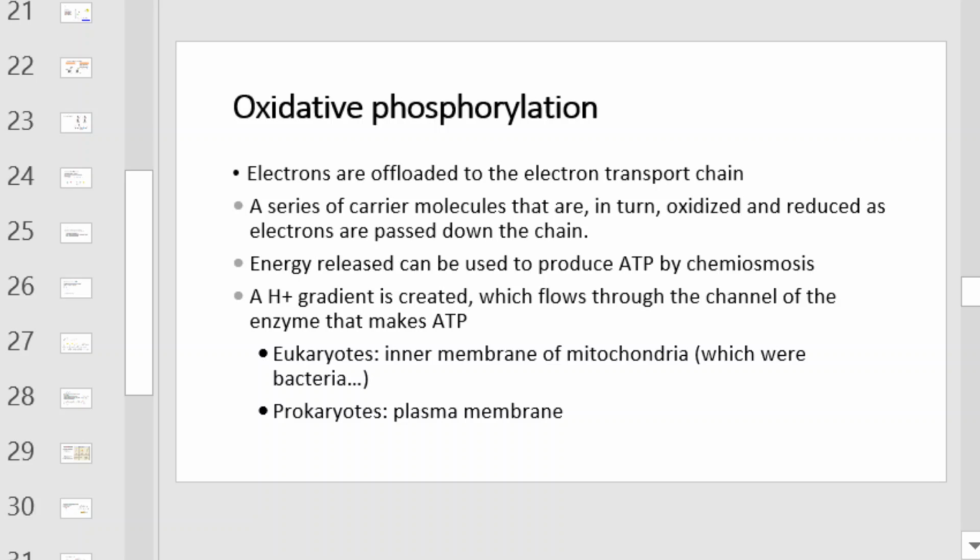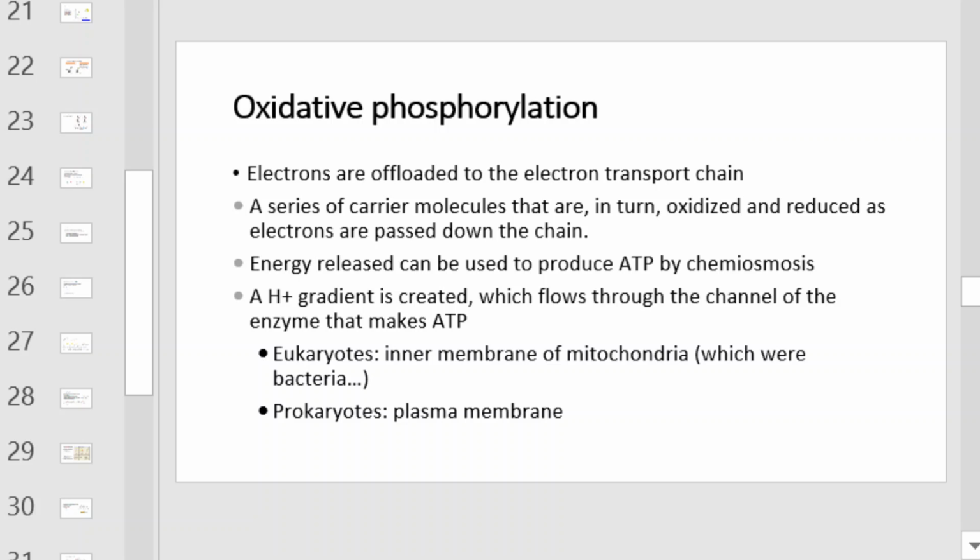Oxidative phosphorylation. Here, electrons are offloaded to the electron transport chain. A series of carrier molecules that are in turn oxidized and reduced as electrons are passed down the chain make up the electron transport chain. Energy released can be used to produce ATP by chemiosmosis. A hydrogen ion gradient is created, which flows through the channel of the enzyme that makes ATP.